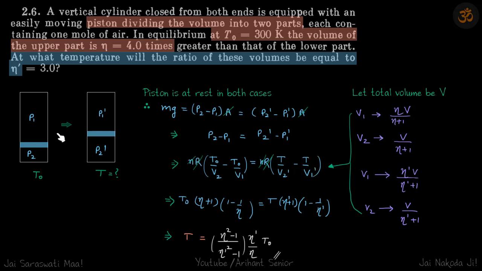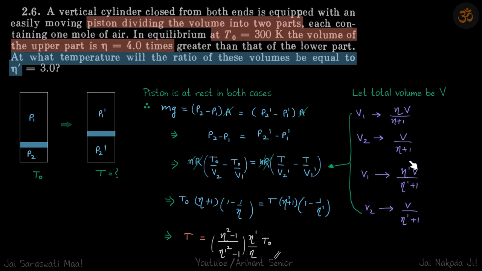Now by simple geometry, if the ratio V1 by V2 is eta, then we know V1 is equal to eta times total volume upon eta plus 1. Again, this ratio of the volumes is eta. So that means the volume of this part alone is eta upon eta plus 1 times total volume. So that's what we have written here. And the volume of this small part is 1 upon eta plus 1 times total volume.